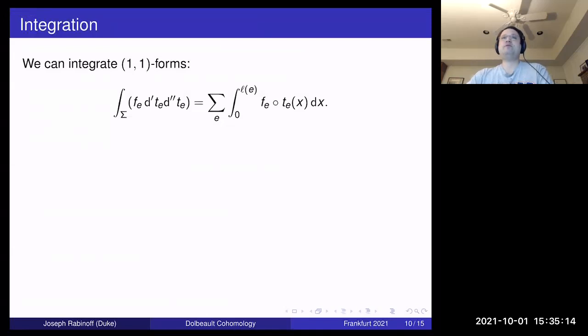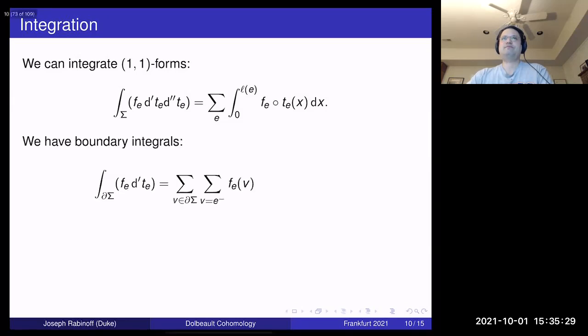Okay, you integrate 1,1 forms in the obvious way. You just sum over the edges, and then you integrate over every edge. Here, I guess I'm summing over unoriented edges. Boundary integrals are easy. That's the integral of the boundary of a 1,0 form. I just sum over all vertices in the boundary and then sum over all outgoing edges of the value of f sub e at that vertex. Notice this is the same as the sum over all vertices because the second summation was required to be 0 at interior vertices.